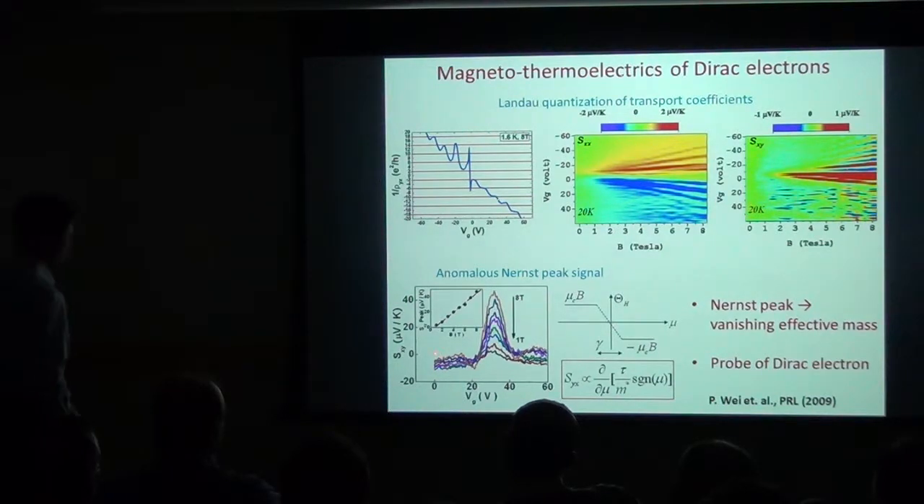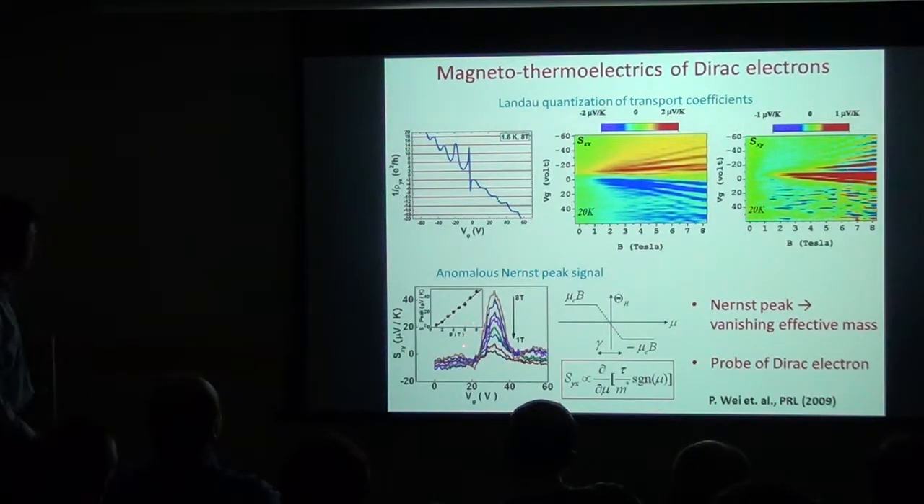This is very interesting because normally in a normal metal, the Nernst signal is very small because of a certain cancellation mechanism, the so-called Sondheimer cancellation. That makes the Nernst signal a small quantity, which you can also see when we add a lot of carriers into the system, which makes it very metallic. The Nernst signal is small.